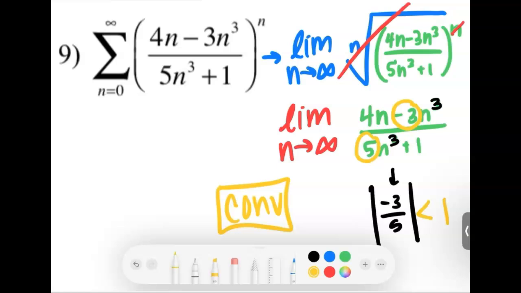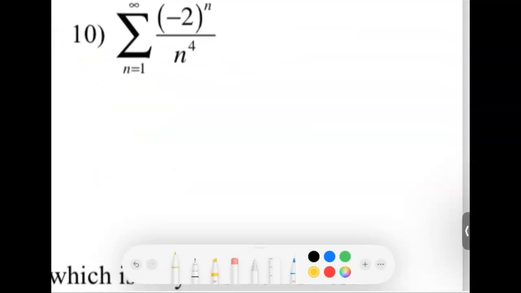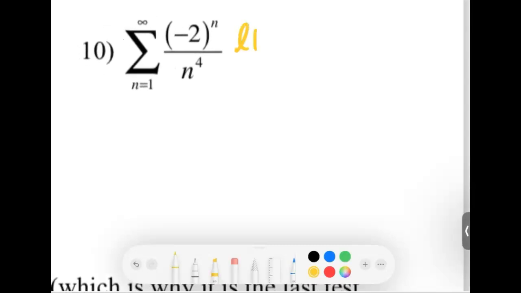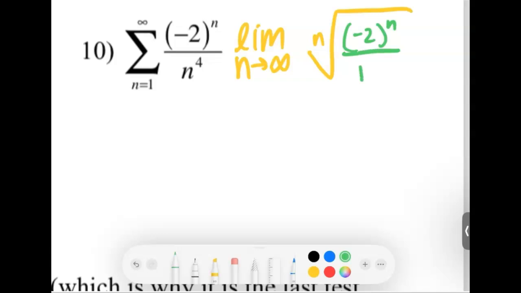Okay, our final problem to solve may not look like a root test. It was really easy with the other ones to identify it as a root test because they both had a power of n, or the numerator and denominator had the power of n. And this one, only the numerator has the power of n. But we can still apply it. Let's see what happens. When we do the limit as n approaches infinity, we'll do the nth root of our given problem.